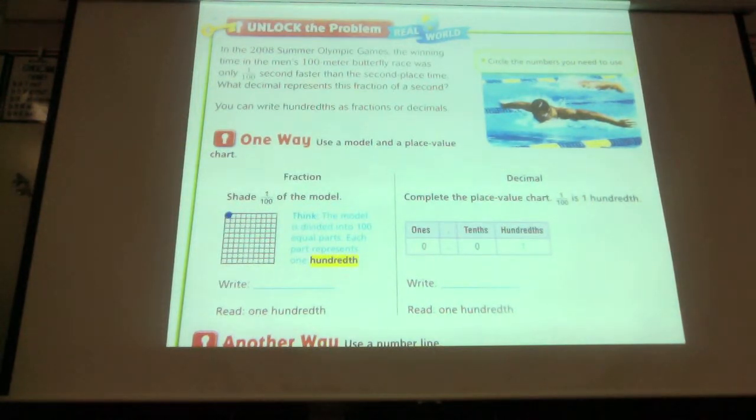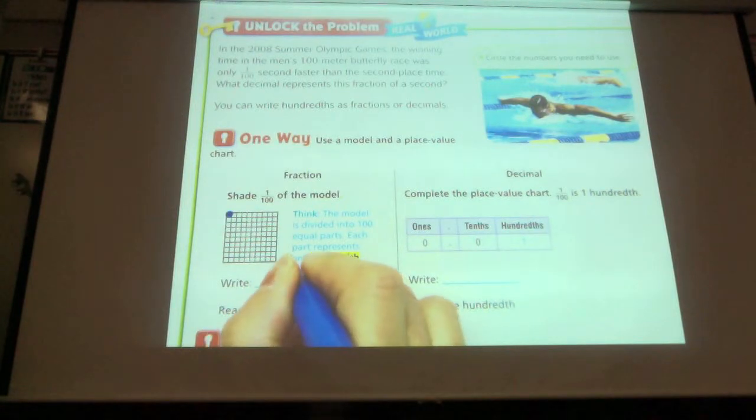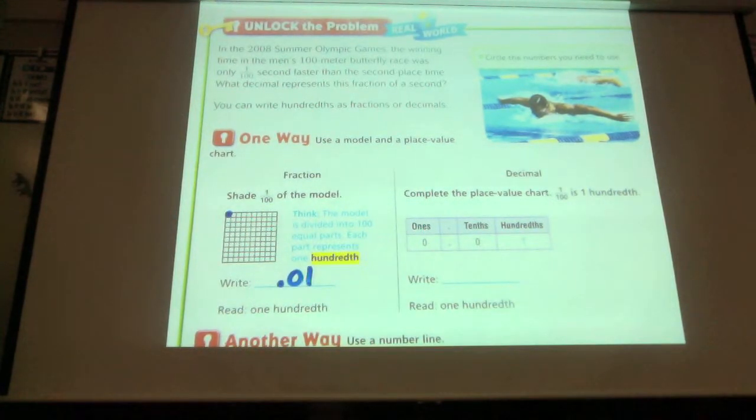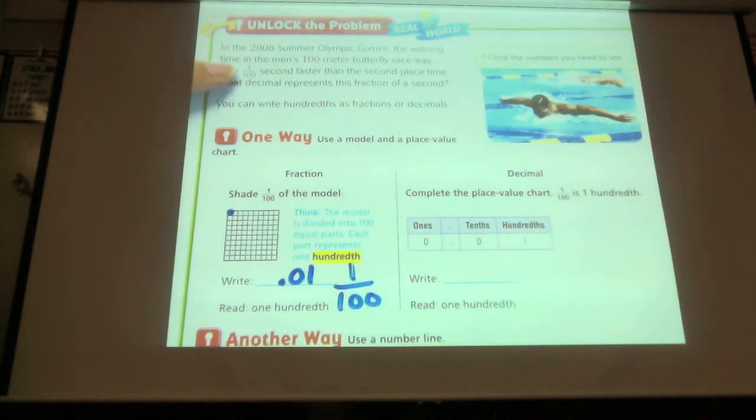So think of a penny. A penny is 1/100th. How many pennies make a dollar? 100. So if we were going to write 1/100th, it's like writing a penny. How do you write a penny? 0.01 is how you write a penny. Is that right? You could also write it like this, like we have up here.